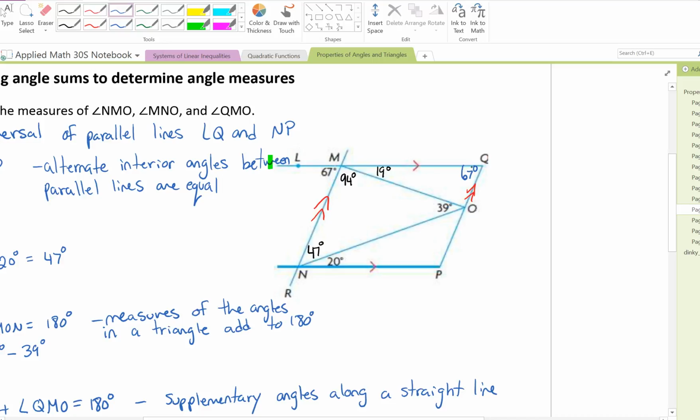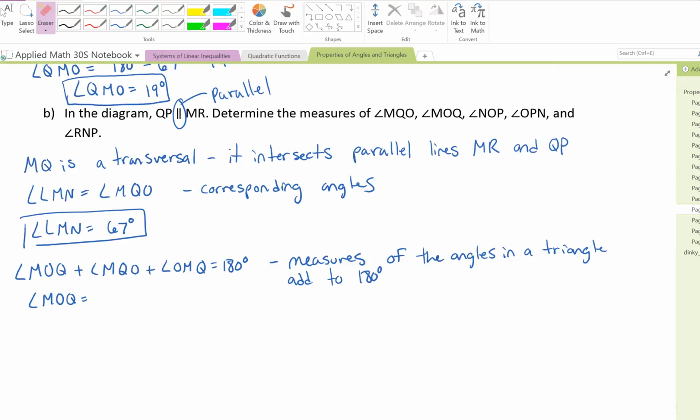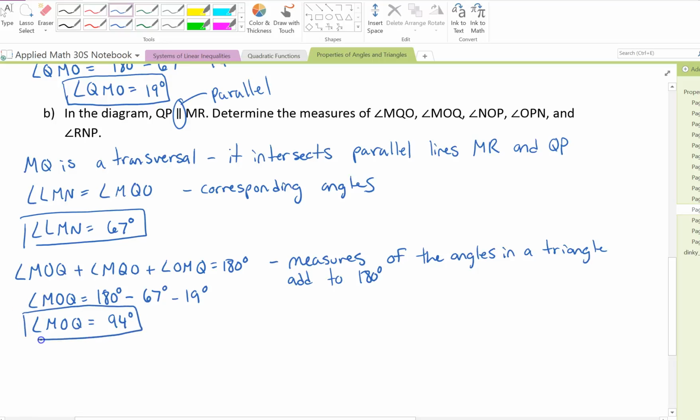Okay, the next thing we're going to look at is angle MOQ, which is right here. Because we can see we've got a triangle here, and we know that in this triangle all three angles add up to 180 degrees, so I can solve that missing piece. To solve this, we'll take the 180 degrees and subtract off the other two angles in the triangle. We'll get that angle MOQ is equal to 94 degrees. Alright, so we've done two of the angles.